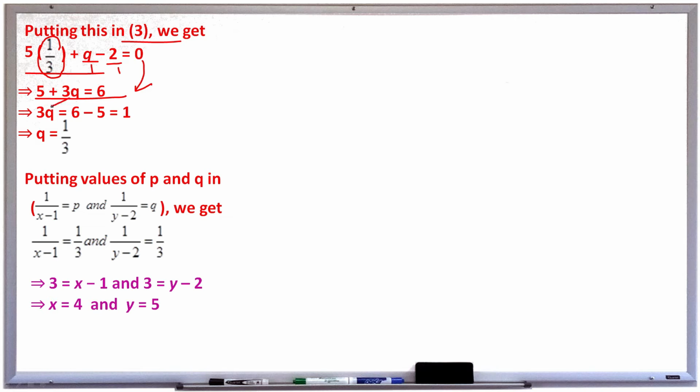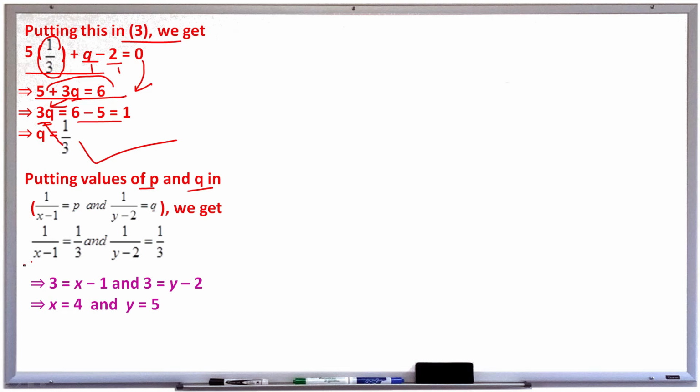We want 3q because we have to find the value of q. So 3q, keep it in the left hand side, bring 5 to the right hand side, 6 plus 5 will become minus 5. So 6 minus 5 is equal to 1. We want the value of q, so q is equal to 1 by 3, bringing 3 to the denominator.